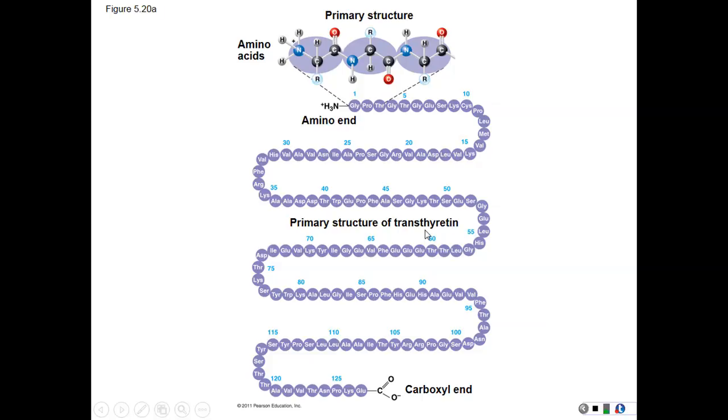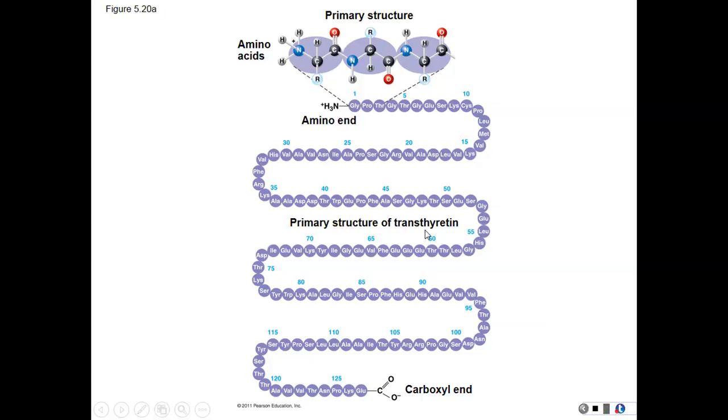But here's something that might matter to you. It's been a point of confusion with some students in the past. Every one of your human transthyretins will have exactly the same primary sequence, exactly the same primary structure, exactly the same order in which amino acids got strung together.